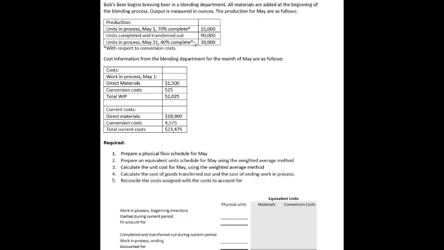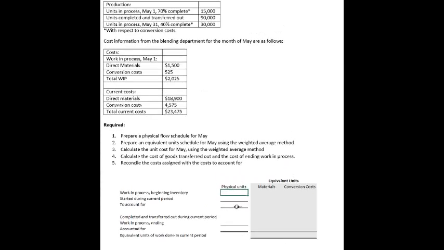And here are the units of production in this blending department for the month of May. So we know we start the month with 15,000 ounces sitting in a vat somewhere. And it's 70% complete, and this little asterisk here tells us that's with respect to conversion costs, because we know all the material was added at the very beginning of the process, which is back in April when we started those 15,000 ounces. So I've got this little schedule down here for physical units, and that's going to be different from the equivalent units.